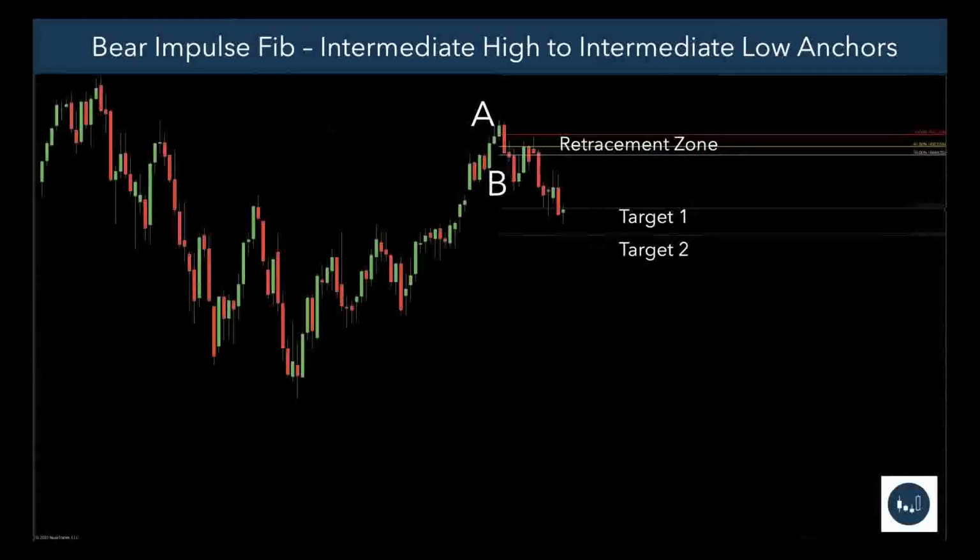So here's a bear impulse fib with an intermediate high to intermediate low. Now you notice this isn't the absolute high on the chart, but it is the last high. And so from A down to B, again, this is a weekly chart. You can see we got a retracement back up to the retracement zone, and the price came down to target 1. Hasn't yet reached target 2, but know that it could, okay? And I've taken off the bull fibs just not to confuse us, but later on when we put it all together, you'll see how I do combine these.